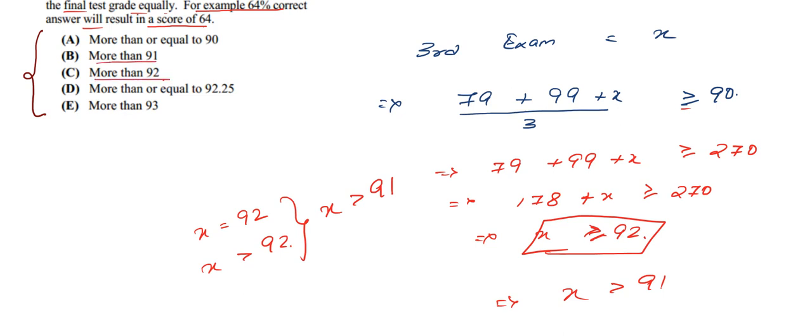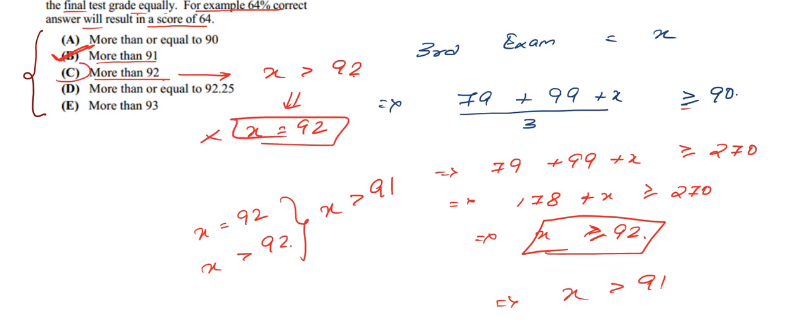So our answer will be option B, because if we take option C, which is more than 92, this says that x is greater than 92, but this will not include x equal to 92. So this is not included in option C. So we will not take option C. In option B, we have x greater than 91, which represents x greater than or equal to 92. So we will take option B and not option C. So our correct answer to this question will be option B.